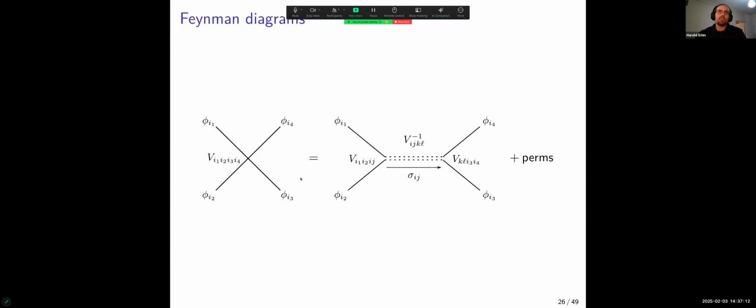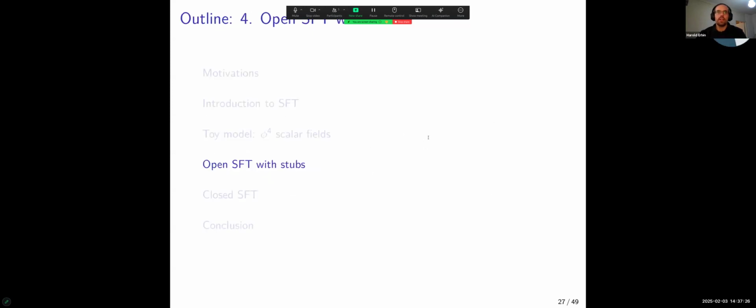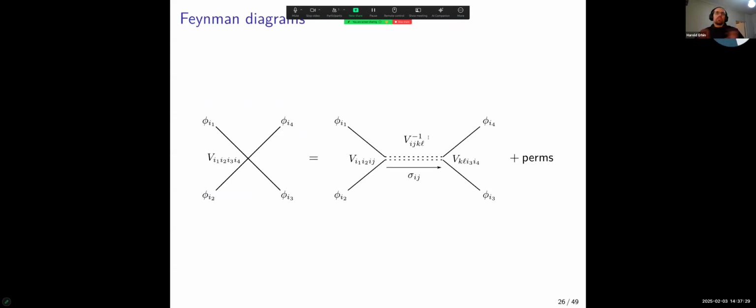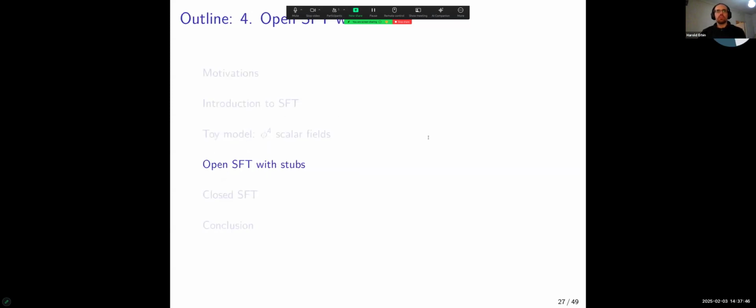In terms of Feynman diagrams, we have something like this. So this V 4-tensor, you can see that it's equal to this, where here you propagate 2 indices at the same time, and you can invert this 4-tensor in the sense of matrices. And that's all. So here it's really the inspiration for going to string theory. Is there any question at that stage? Okay, then I will move to open string theory with stubs.